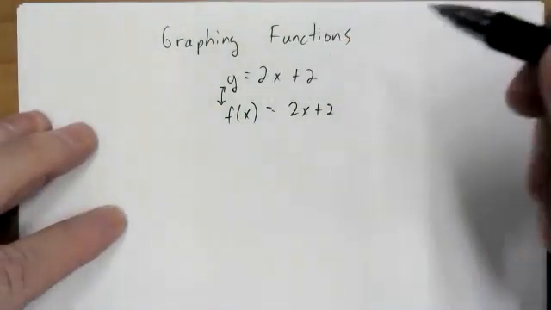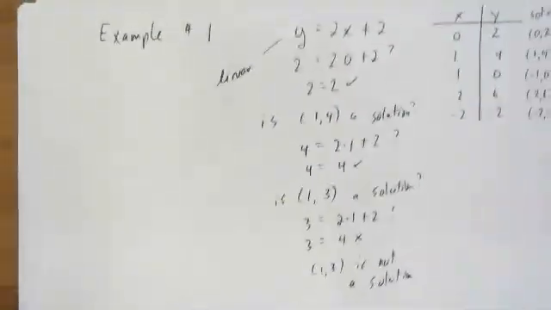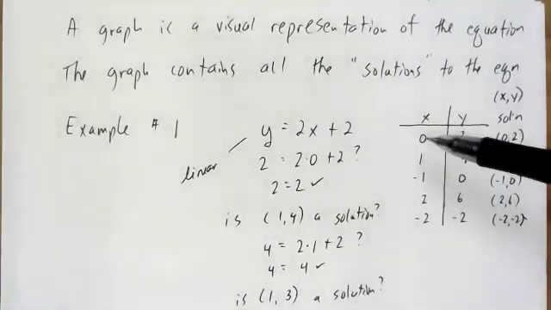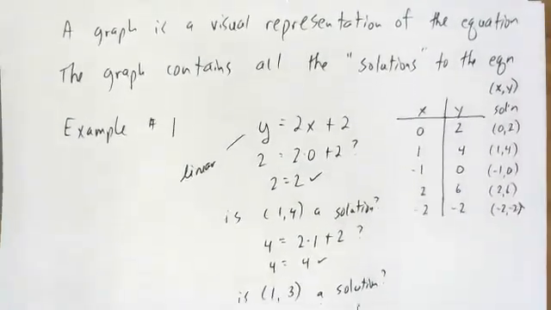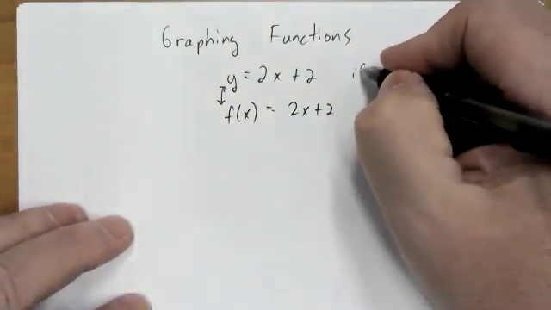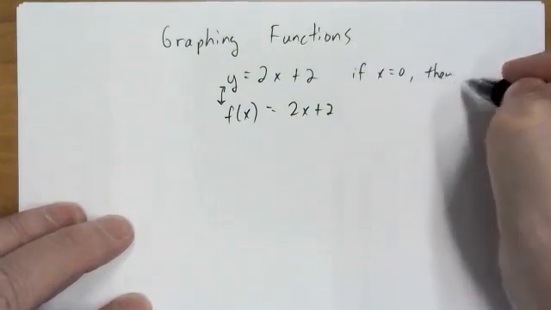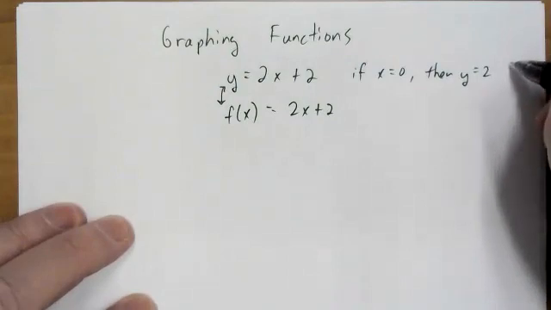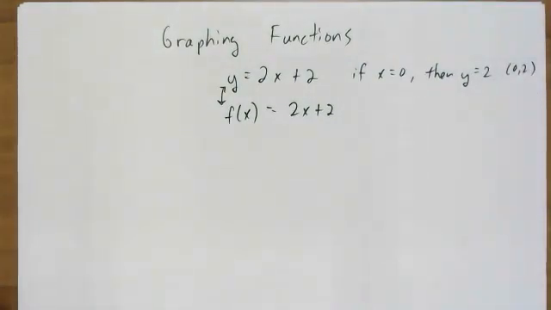If I'm given an equation, like I did before, here was that equation, and we created a data table. What we did was we chose a value for x, and we determined the value of y. So basically, if x equals 0, then y equals 2. And that's how we came up with the point (0, 2), which we went and graphed.